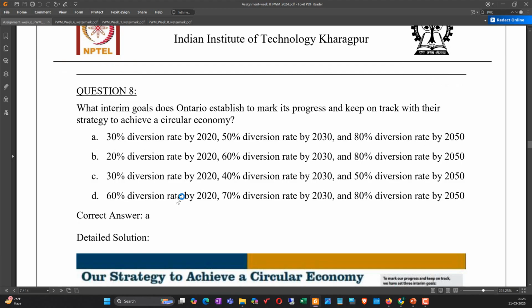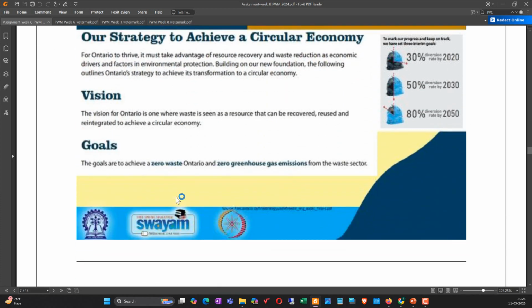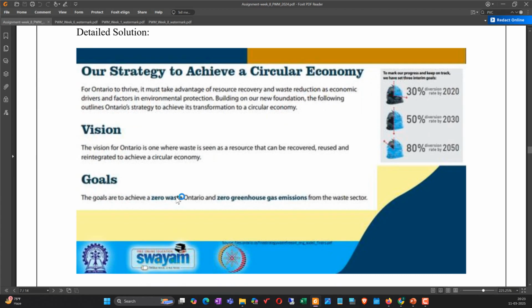So if we see that it is the correct one again, and here are the strategies that they have used to achieve a circular economy, where Ontario must take advantage of resource recovery and waste reduction as an economy driver and factor in environmental protection, building on our new foundation. The following outlines Ontario's strategy to achieve its transformation to the circular economy, right? So their vision for Ontario is one where waste is seen as a resource that can be recovered, reused, and reintegrated to achieve a circular economy, right?